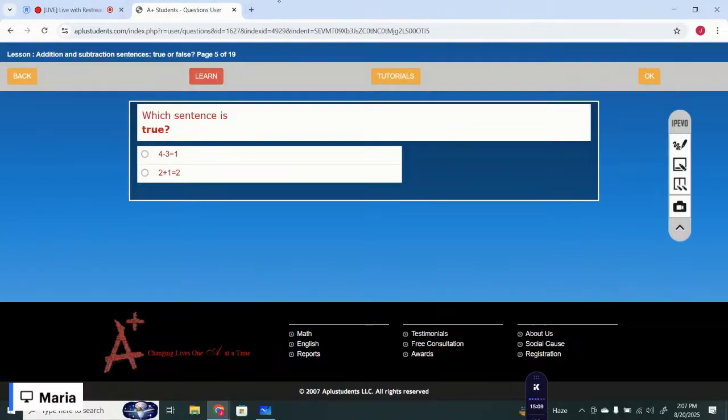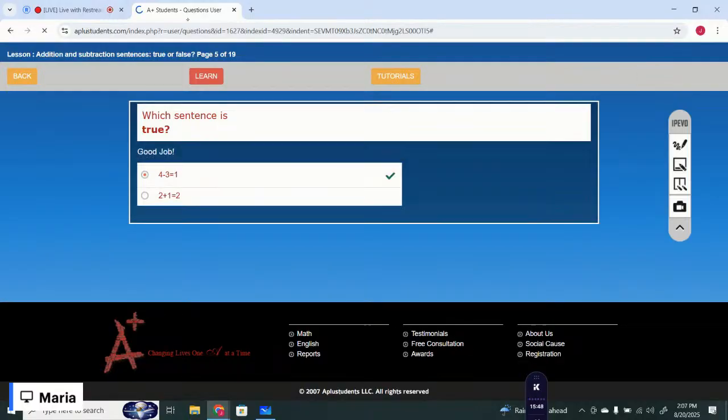Which sentence is true? 4 take away 3 equals 1 or 2 plus 1 equals 2? Option 1 or 2, which is the correct option? Option number 1 is the correct option, right? When we do 4 take away 3, the answer is 1. So both sides are exactly equal.